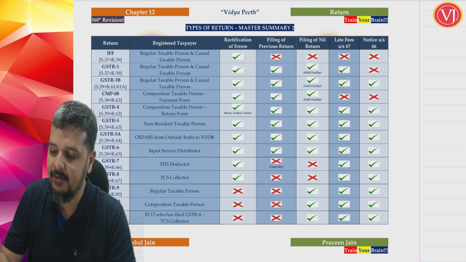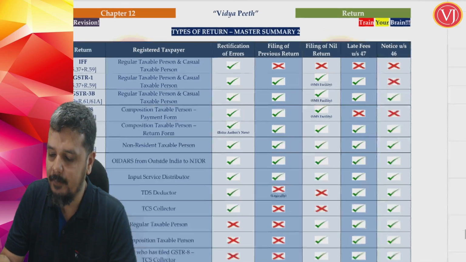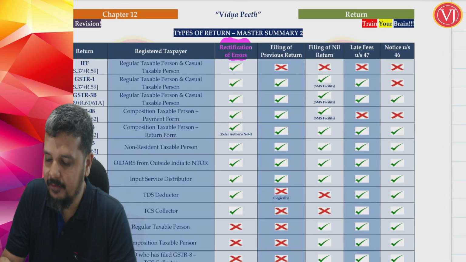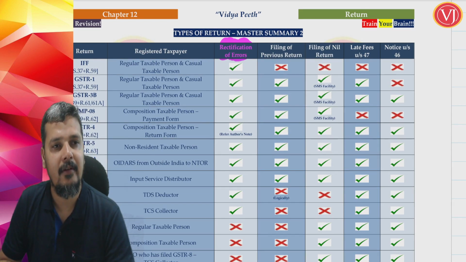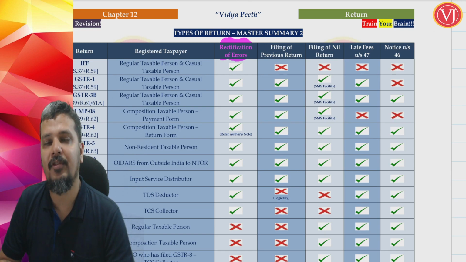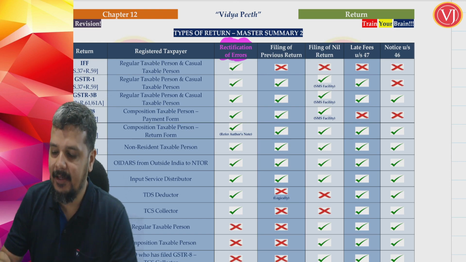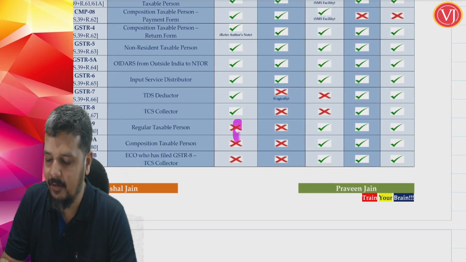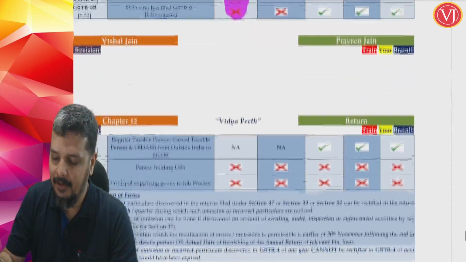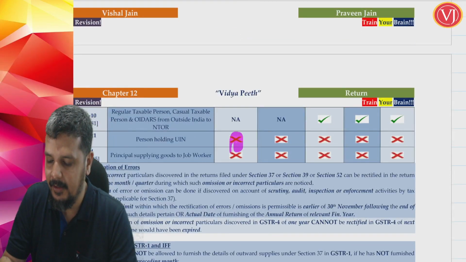What is possible is rectification of error. Now, in any of the returns, if you have made an error or omission, you can rectify it. But that rectification is not possible in case of your annual return or annual statement. That rectification is not possible in case of your GSTR 11 and ITC 04.